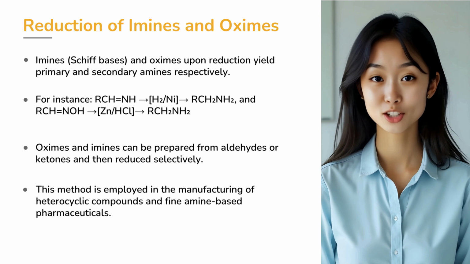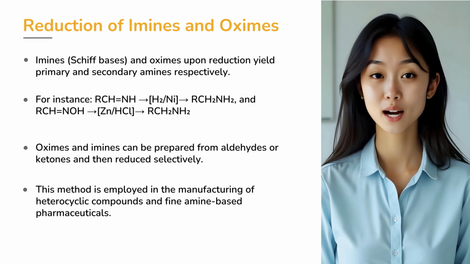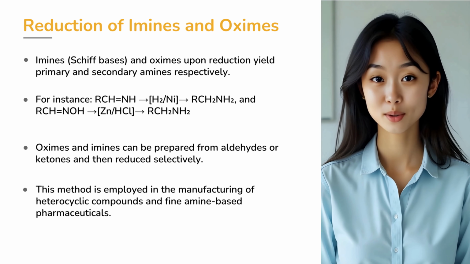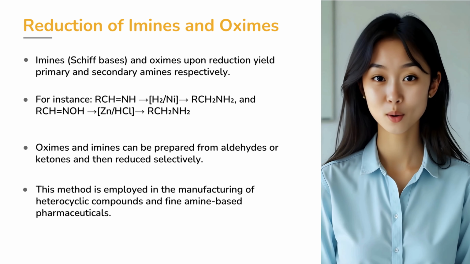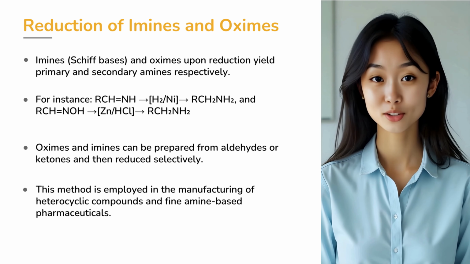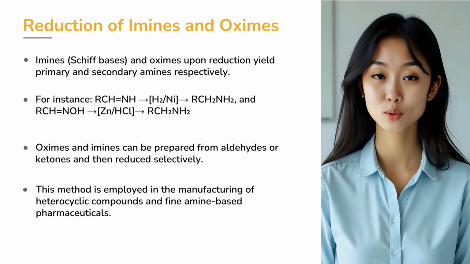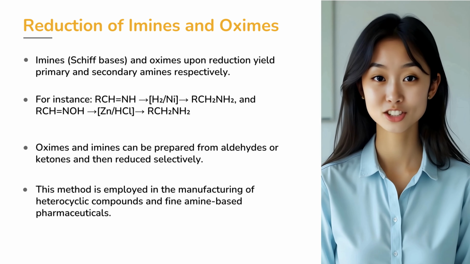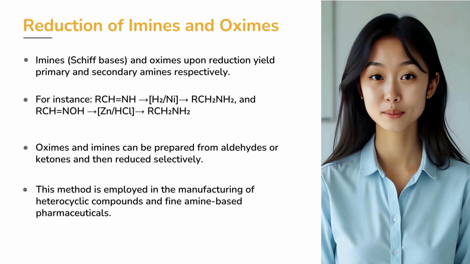Imagine two reaction paths side by side, one from imine to amine using hydrogen and nickel, and the other from oxime to amine using zinc and hydrochloric acid, each labeled with reagents. These reductions are invaluable in synthesizing heterocyclic compounds and fine pharmaceuticals where precise amine groups are essential. So, imines and oximes serve as gentle chemical stepping stones to amines without harsh conditions.